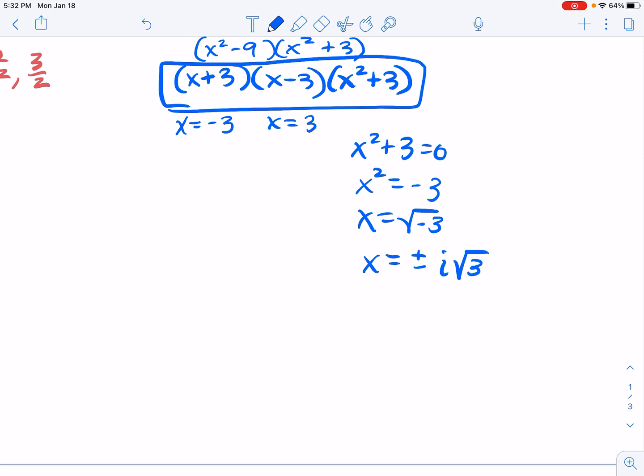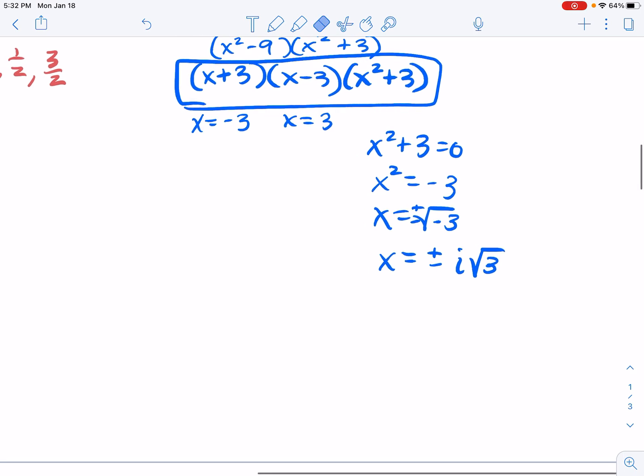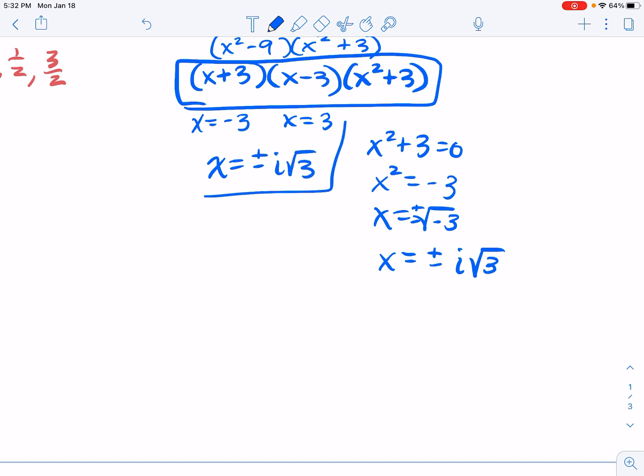Anytime you take the square root of a number, you have to include the positive and the negative of it. Because it was a negative underneath the radical, remember, we pull that out and it becomes an i, that imaginary number. So I'll just write it over here, that x can also be plus or minus i root 3. So these are my zeros.